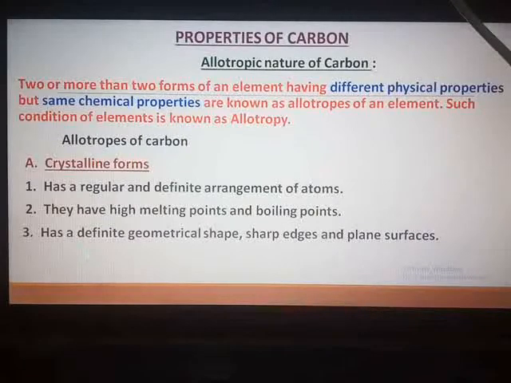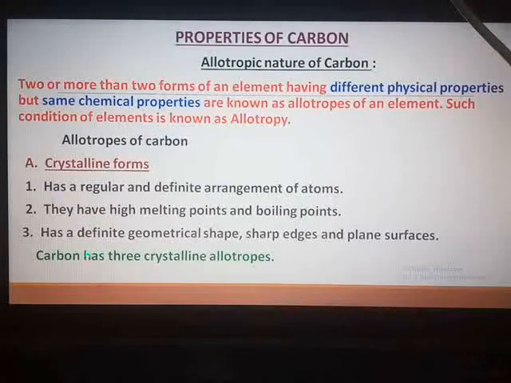Now carbon has three crystalline allotropes. The first one is diamond, the second one is graphite, and the third one is fullerene. All three we are going to study in detail one by one. Now we are just going to revise, because the study and explanation are already over.